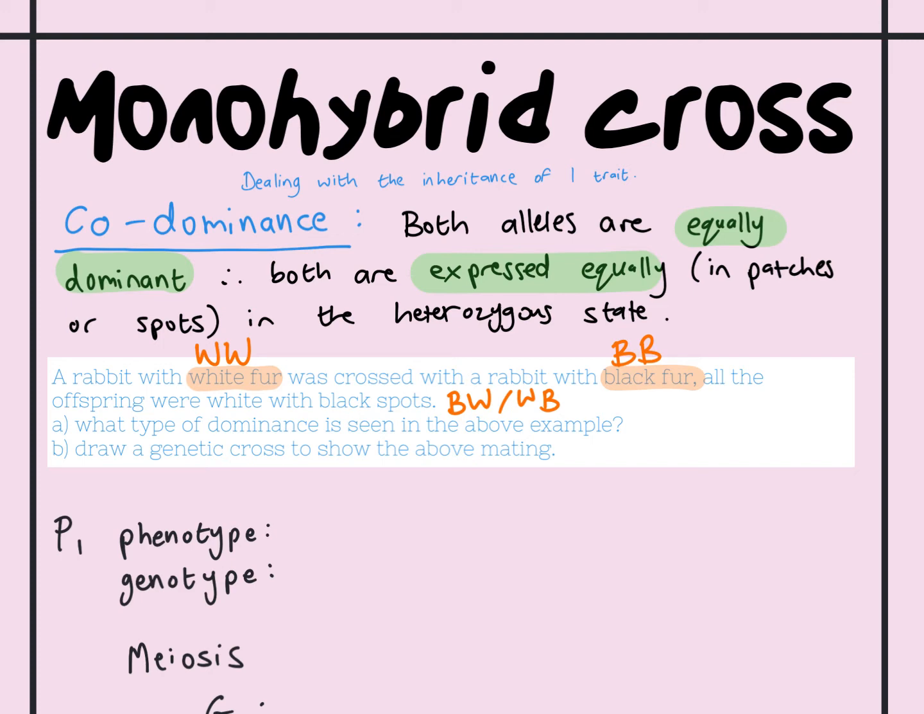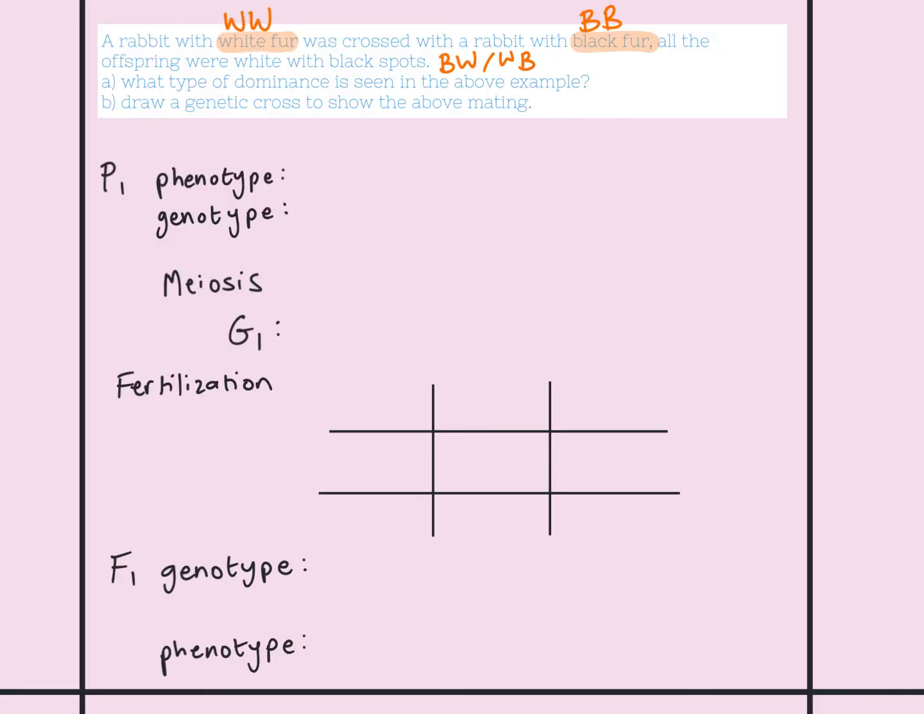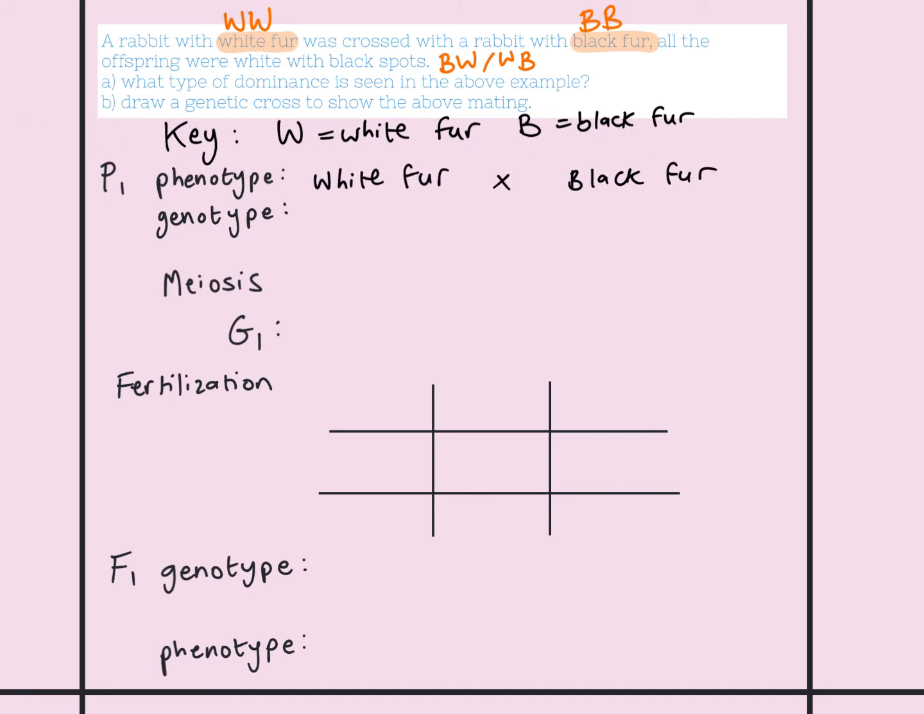So let's look at drawing the actual genetic cross for this example. The first thing we need to do is write out our key. W being the allele for white fur, B being the allele for black fur. Please don't just write black and white. Black what? Black fur. White what? White fur. So the parent phenotypes, you have a white-furred bunny crossed with a black-furred bunny. The genotypes, like I've already established up here in the question, if it has white fur, it will have to have 2 W's. If it has black fur, it will have to have 2 B's. Again, we use capital letters only.